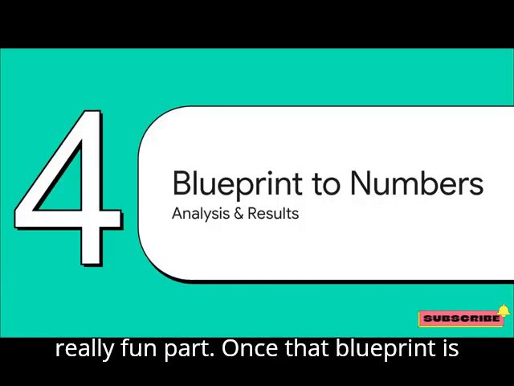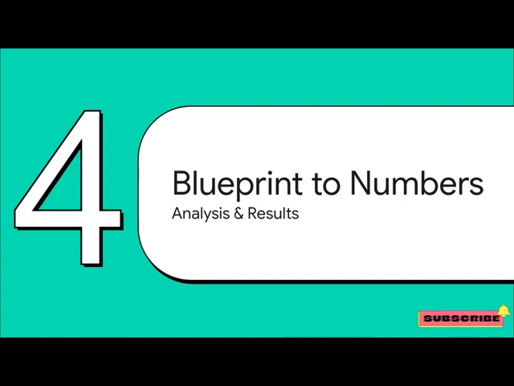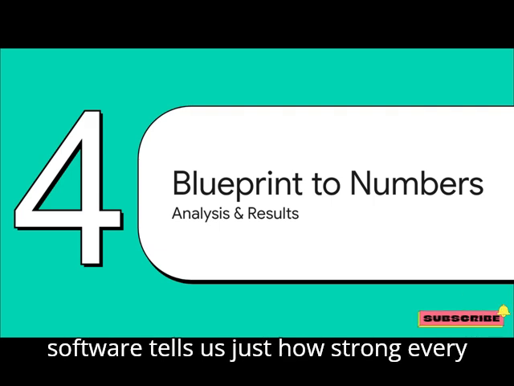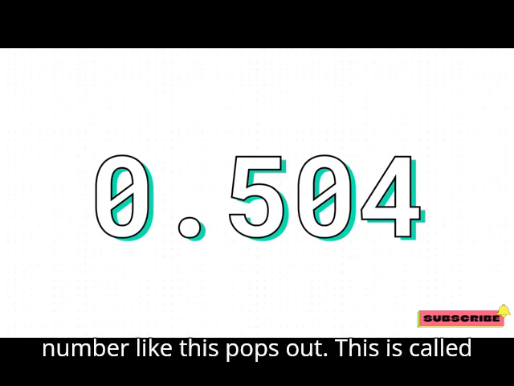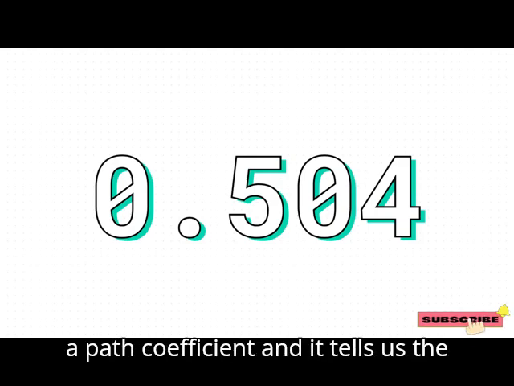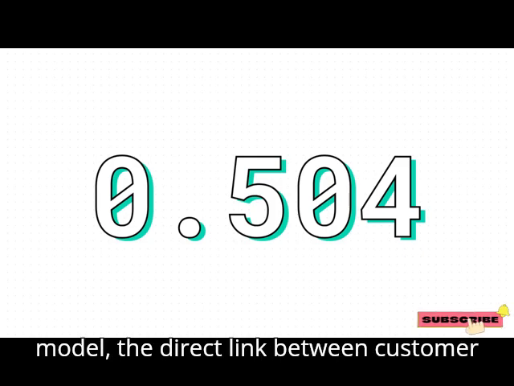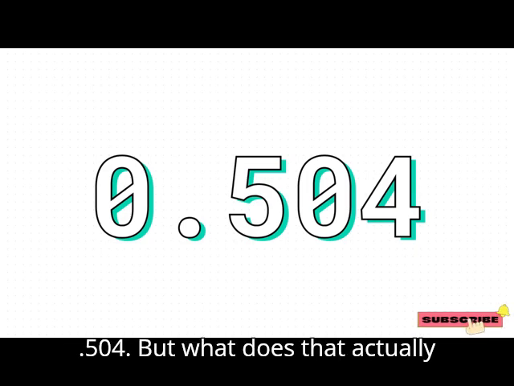Okay, now for the really fun part. Once that blueprint is all drawn up, we feed it our survey data, we hit the big Calculate button, and the software tells us just how strong every single arrow we drew actually is. And a number like this pops out. This is called a path coefficient, and it tells us the strength of a relationship. So in our model, the direct link between customer satisfaction and customer loyalty is 0.504.